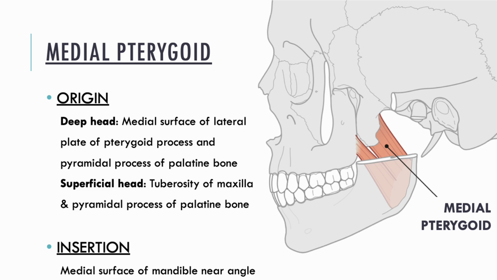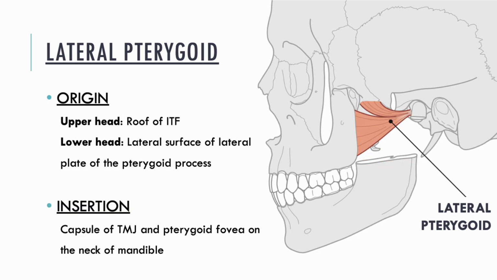One more thing to note here is that though the name is medial pterygoid, it can be a little misleading. Both the medial and the lateral pterygoid take their origin from the lateral pterygoid plate. The medial pterygoid takes its origin from the medial surface of the lateral pterygoid plate, and the lateral pterygoid takes its origin from the lateral surface of again the lateral pterygoid plate. The lateral pterygoid inserts onto the capsule of the temporomandibular joint and the neck of the mandible.